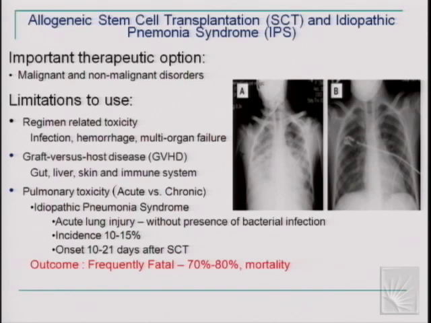Its incidence is about 10 to 15%, and it affects the pediatric population. While it's a rare complication in these patients, it is extremely fatal, with approximately 70 to 80% mortality rate. And the onset is typically 10 to 21 days after stem cell transplantation.